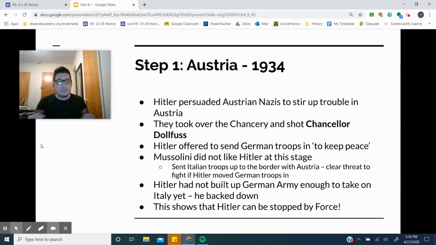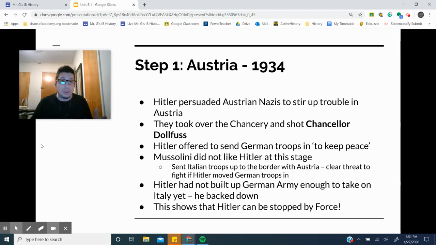All right. So Mussolini marches his army up to the border. And it's like, Hitler, if you step foot in Austria, you're going to have a problem with me. Hitler didn't want that smoke, as you young kids say it, right? Hitler didn't want that kind of trouble yet. Hitler knew that his military was not formidable enough to go and start a conflict.